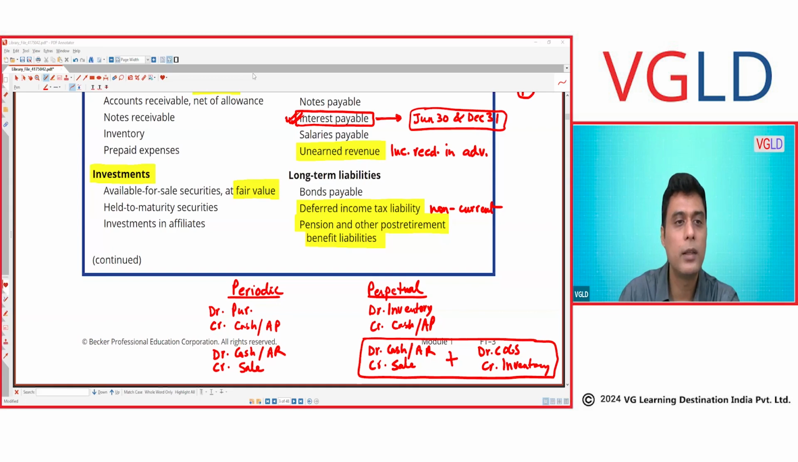Okay. Ankita, banks can also be lenders. So yes, if they are lenders, then they become primary users.